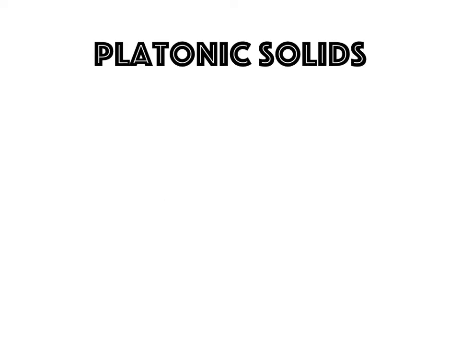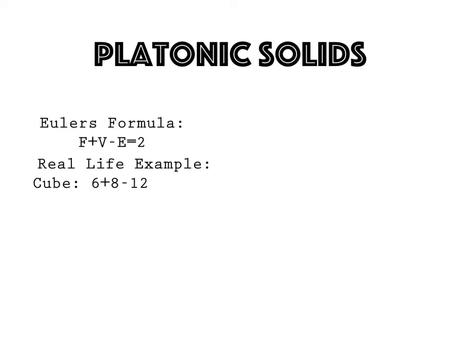To sum up, Euler's formula states that F plus V minus E equals 2. A real-life example of this would be the cube: 6 plus 8 minus 12 equals 2, so it is a Platonic solid. Anytime you want to find out if a solid is a Platonic solid, you can use this formula.